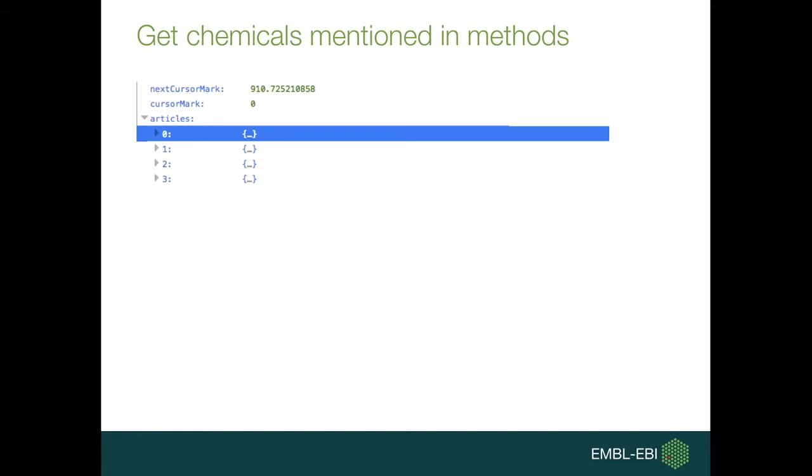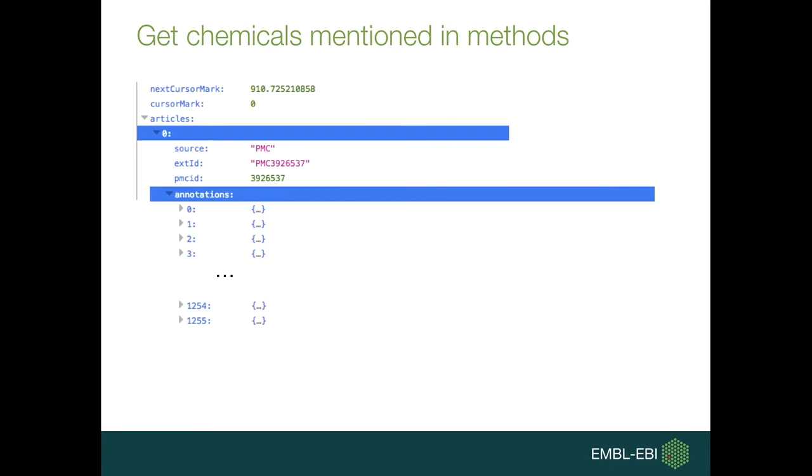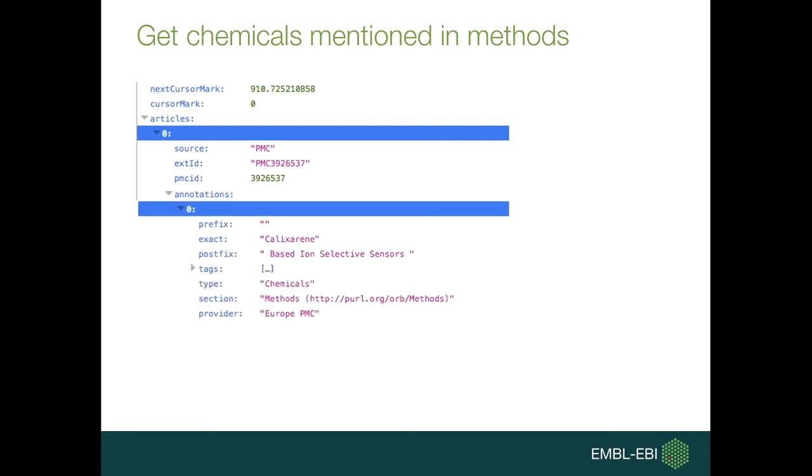You will see a result list that consists of 4 articles. As you remember, this is defined by the page size parameter that we left to be the default. If you expand results for one of these articles, you will see the article identifiers along with the list of annotations for the articles that we have retrieved. This particular article has 1,255 instances of chemical names mentioned in its methods section. Just to let you know, this is a methods article published in a chemical journal, so that checks out. Now let's look at what information is provided for each annotation.